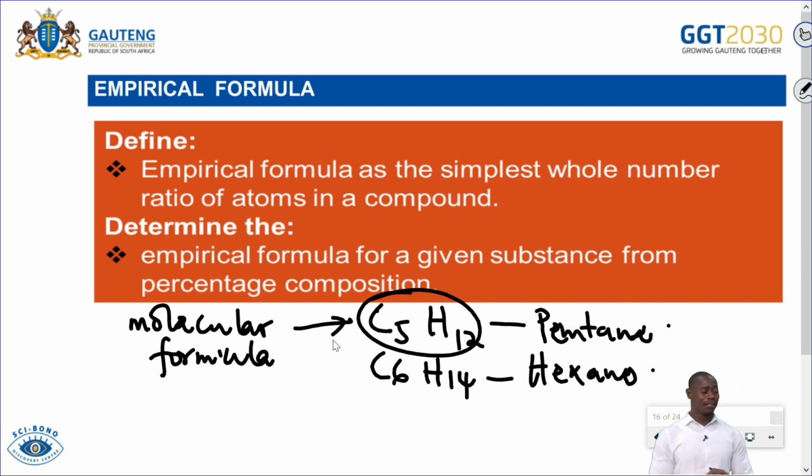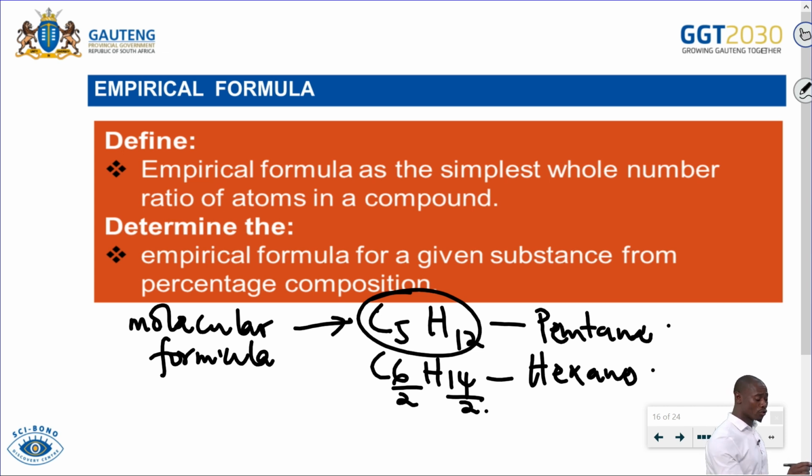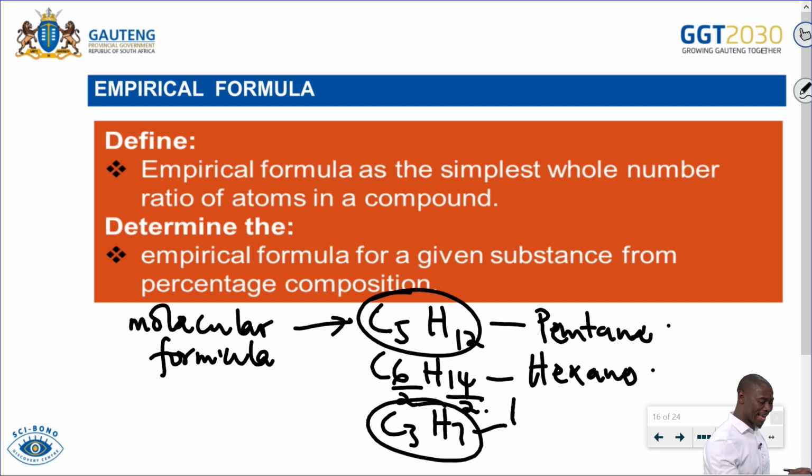Okay. So C6H14. The highest common factor between 6 and 14 is 2. So you can divide this by 2, divide this by 2. So I'm having C3H7. So what is this C3H7? It is the empirical formula of hexane. This one will be the empirical formula.